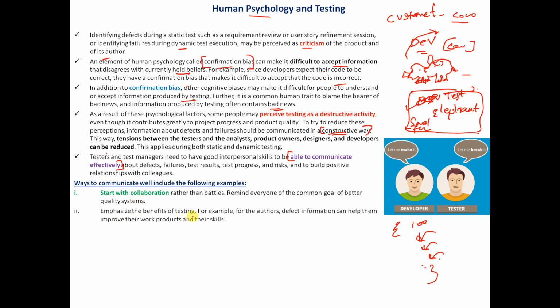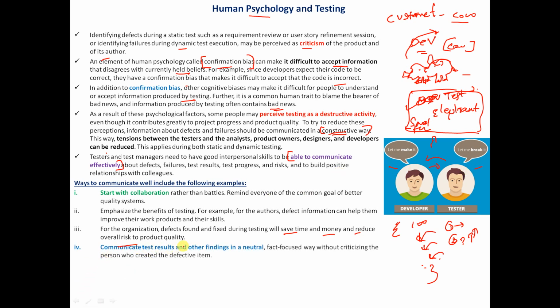Emphasize the benefits of testing. For example, for the authors, defect information can help them improve their products and their skills. Definitely, if they correct the mistakes in this iteration, the next time they will not make the same mistake, so obviously their skill set will keep increasing. For the organization, defects found and fixed during testing will save time and money and reduce the overall risk. If this is happening between testers and developers, the organization will definitely be safe. If not, the organization will not get projects, and then you will not get a job.